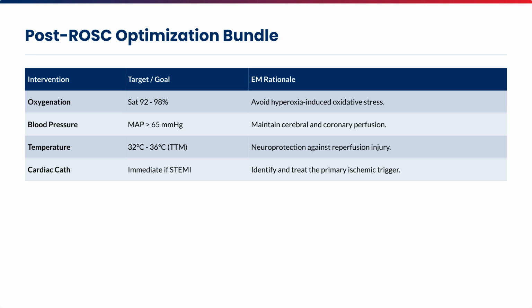Post-ROSC optimization involves a bundle of interventions. This includes maintaining oxygen saturation between 92 and 98% and blood pressure above 65 millimeters of mercury. Targeted temperature management between 32 and 36 degrees Celsius is used for neuroprotection.